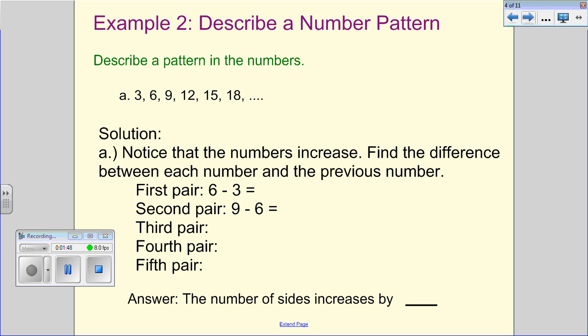All right. The other example that we're going to look at is describing a number pattern. Geometry is this wonderful measure of our visual learning in math, and so we're also going to have number patterns. We want to describe the pattern in numbers. The pattern is 3, 6, 9, 12, 15, 18, and then they're showing that the pattern's going to continue.